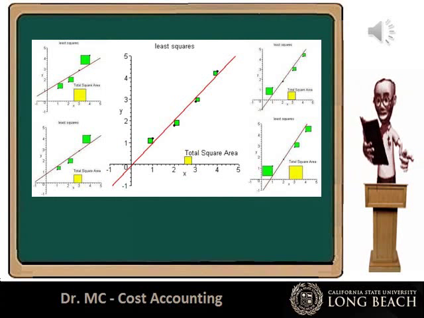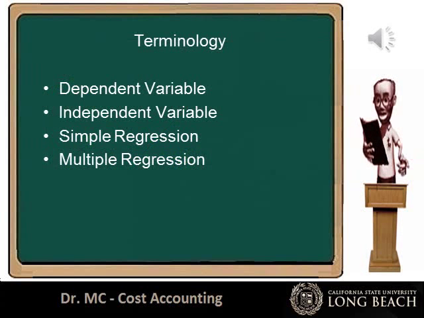With an OLS regression, you have an independent variable and a dependent variable. The dependent variable is the variable whose behavior you are trying to estimate. In our case, the dependent variable is the total cost. The independent variable is the variable that causes the dependent variable to change. In our case, the independent variable is the cost driver. You can have more than one independent variable. If you only have one independent variable, this is called a simple regression. If you have more than one independent variable, this is called a multiple regression.